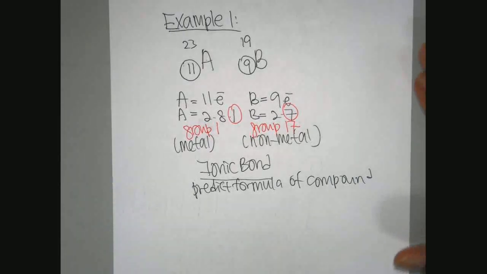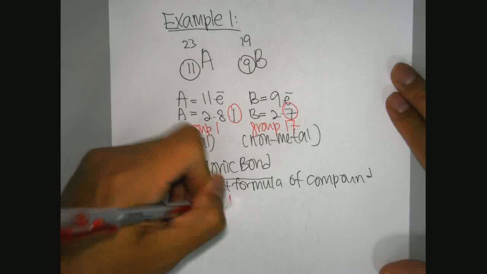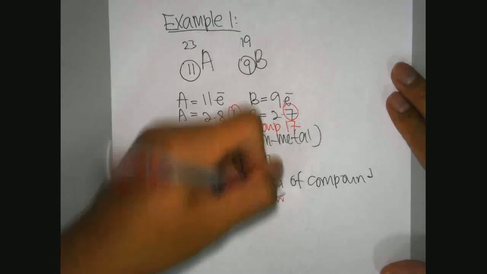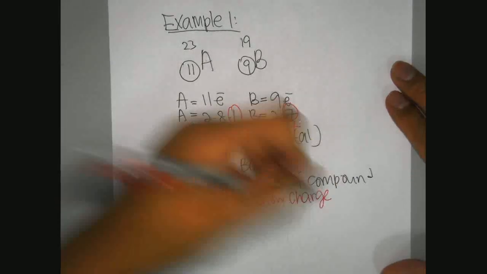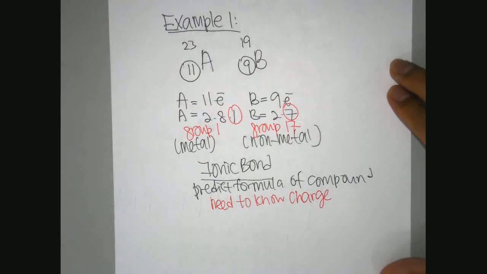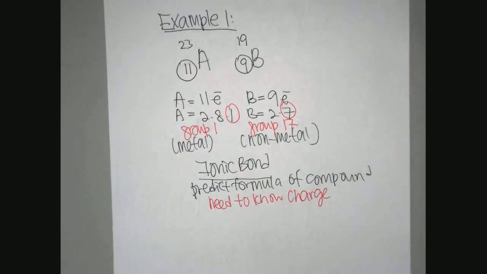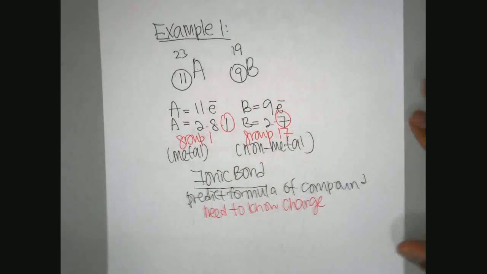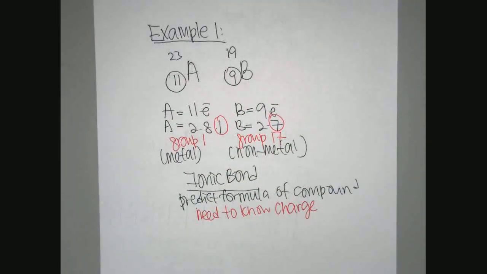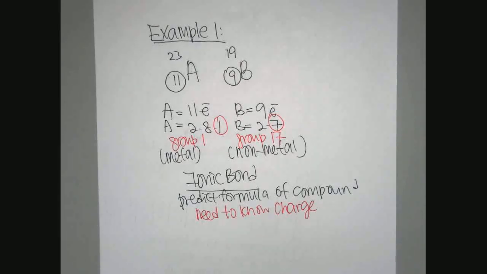To predict the formula for the compound, we need to know the charge. Alright, we need to know the charge. Then only we can predict the formula of the compound. The problem is we don't have the charge in this question. If the question doesn't give us a charge, we need to predict the charge ourselves. I repeat, we need to predict the charge ourselves because we need to know the charge to predict the formula of the ionic compound.